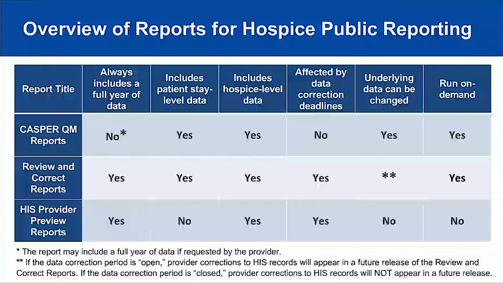Lastly, the Provider Preview Reports. This is the report that you receive approximately 60 days before the Hospice Compare refresh happens. It allows you to see what data CMS is going to publicly post related to your hospice. They will always include a full year of data. These are hospice facility level data reports only. They do not include patient stay level data.